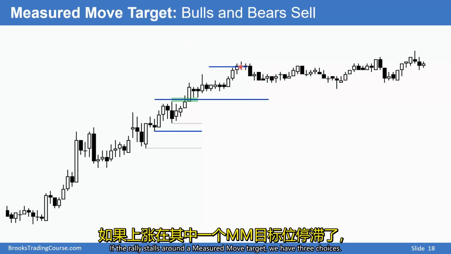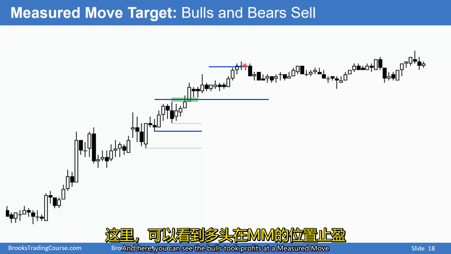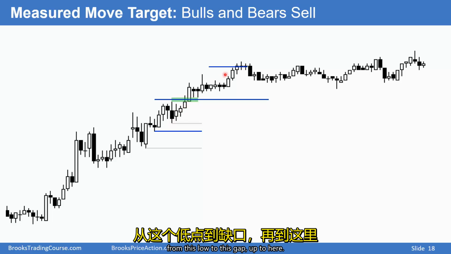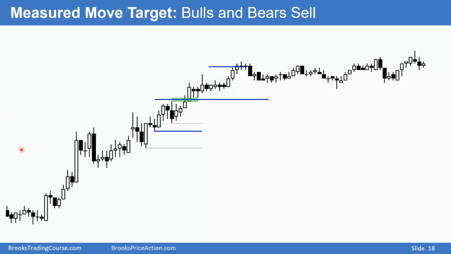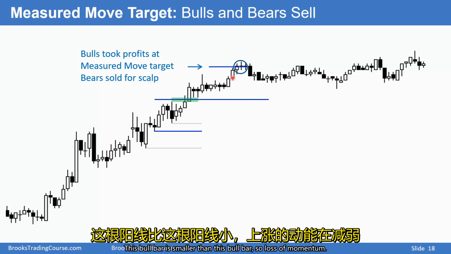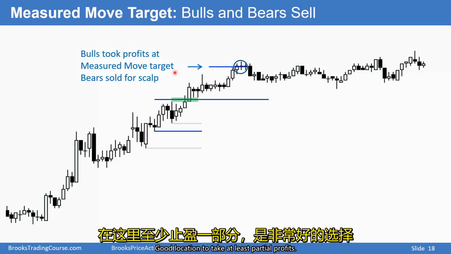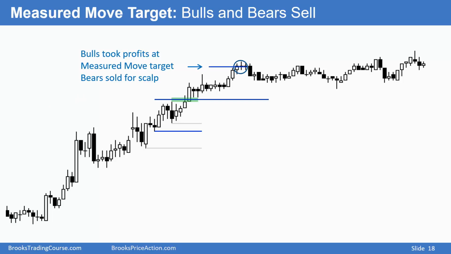If the rally stalls around a measured move target, we have 3 choices. Bulls will take profits and bears will start to short. And here you can see the bulls took profits at a measured move from this low to this gap up to here. Good location to take profits if the rally is starting to stall. This bull bar is smaller than this bull bar, so loss of momentum, and the next bar is a doji, so even less buying. Good location to take at least partial profits.